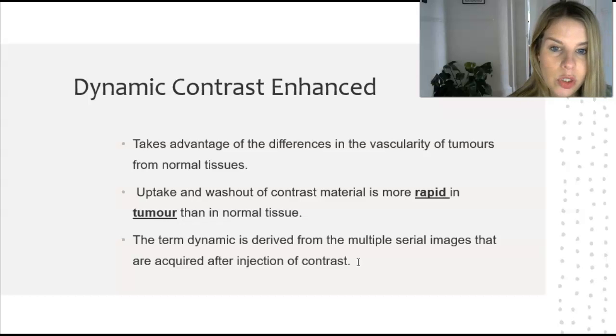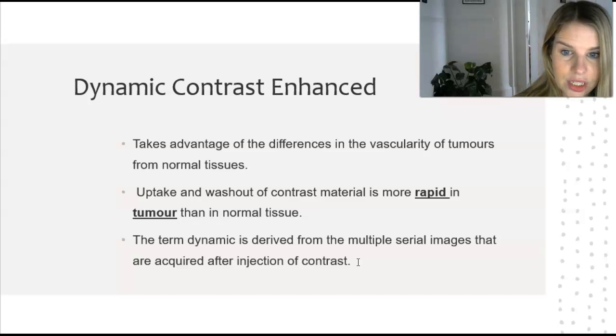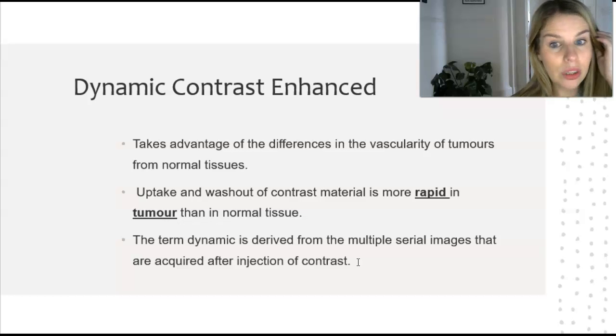Okay. We use the term dynamic because we're using multiple images before, during, and after the injection of the contrast. So we're using serial images that are showing us how quickly the tumour took up the contrast, and then how quickly the tumour washed out the contrast. And the quicker it does that, the more likely it is to be malignant, and also you can try and determine how malignant it might be as well.